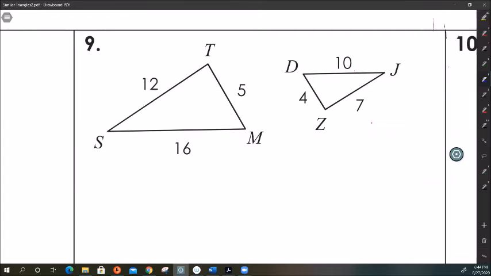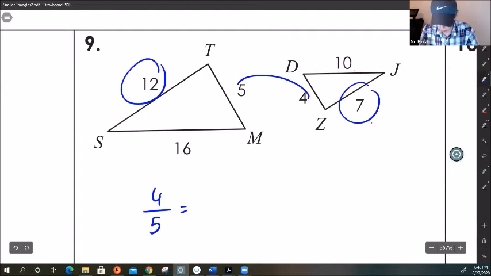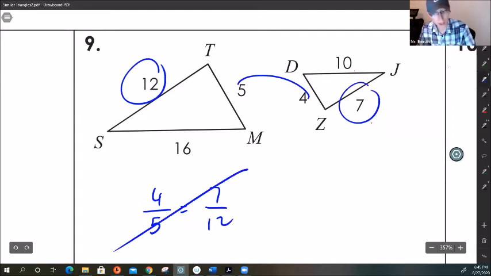No, because it's 4/5, right? Let's write the small to big ratio, 4/5. And then 7 is the medium side, 12, 7/12. It's already ruined, right? It's not, no.